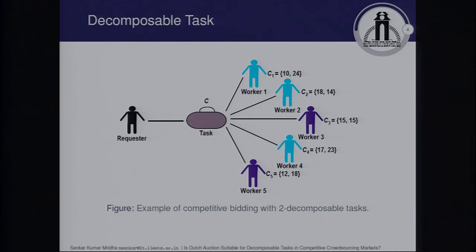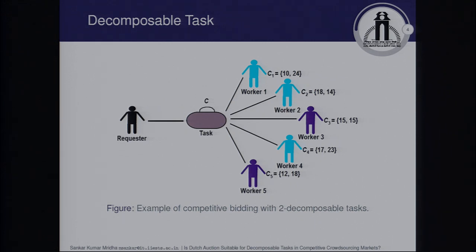But that solution is not good for the requester, because if the workers combine their solutions, that is best for the requester. If the W1 worker and W2 worker collaborate with each other, then they can minimize their bid value compared to worker 3 and worker 4.